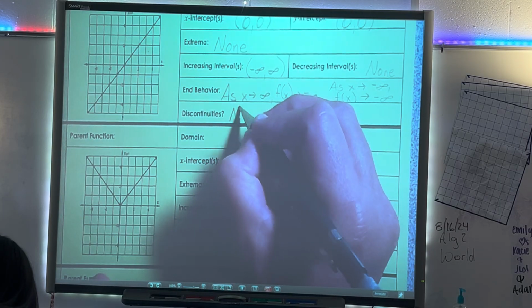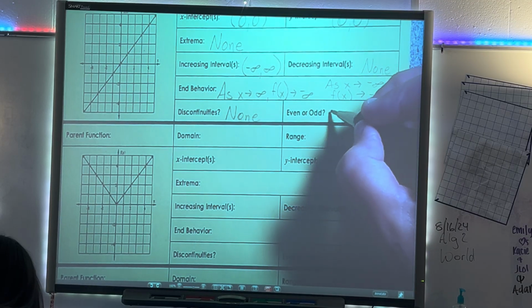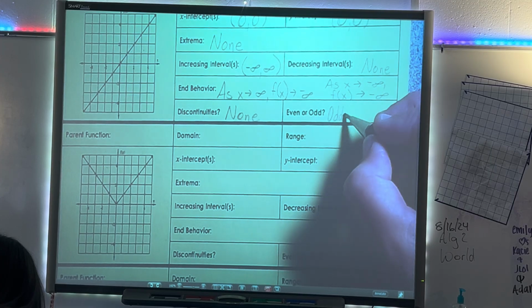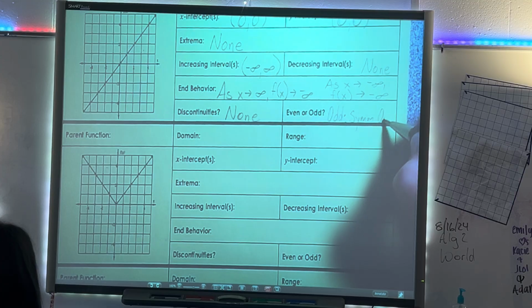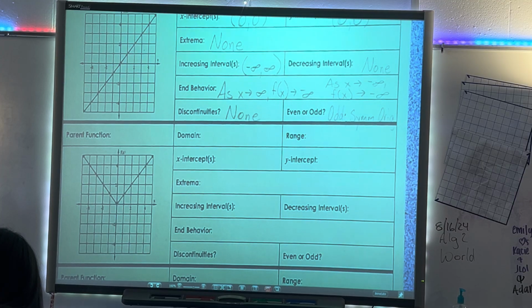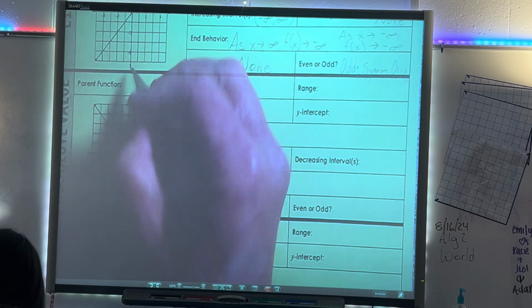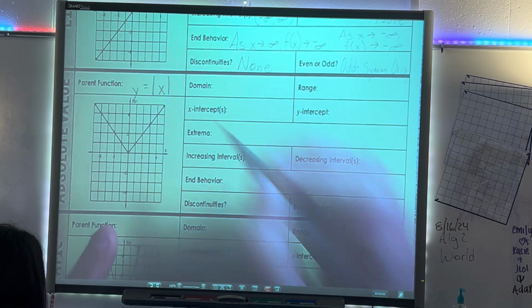There are no discontinuities here, and this is an odd function with symmetry at the origin. Some of these things we didn't really talk about last year, but we'll talk about them this year. Alright, so that's linear. Absolute value would be y is equal to the absolute value of x.